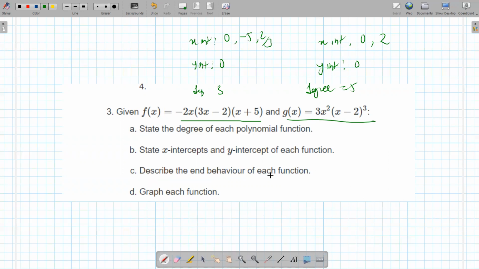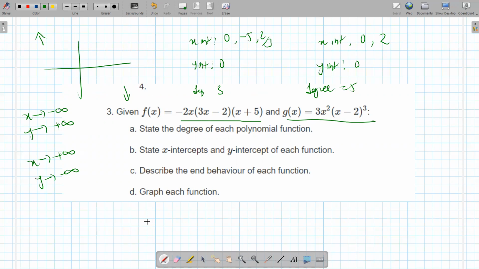Describe the end behaviors of each function. Again, kind of simple. We know this is a degree 3 polynomial, but it's negative, right? So it's going to start from quadrant 2 and end up in quadrant 4. So as x goes to -infinity, y is going to +infinity, and as x goes to +infinity, y is going to -infinity.